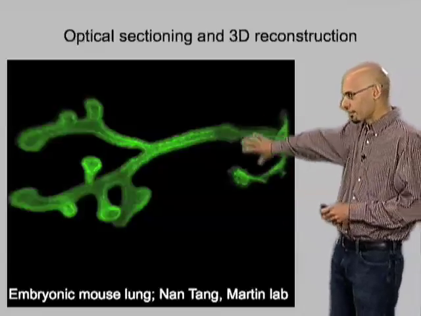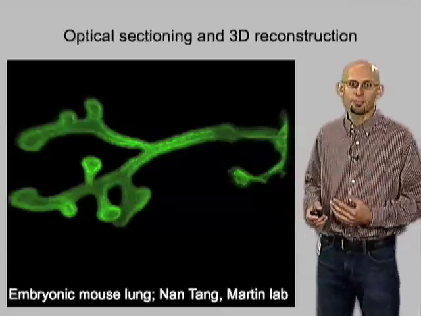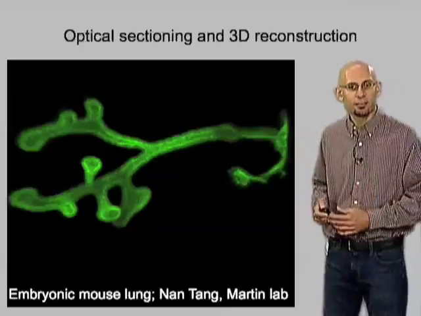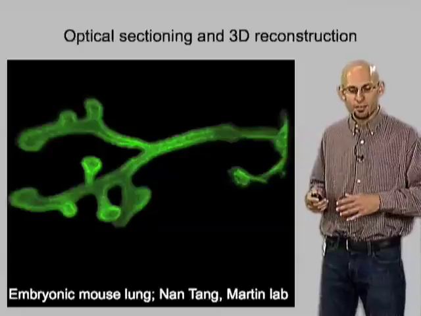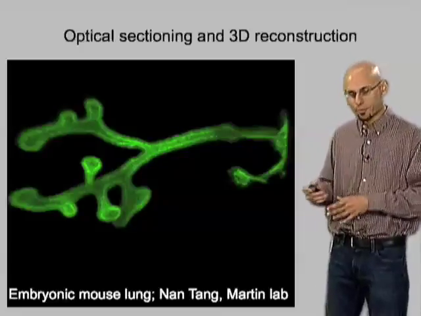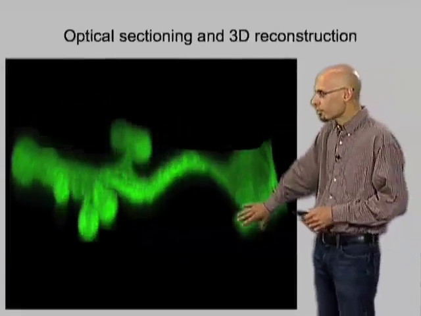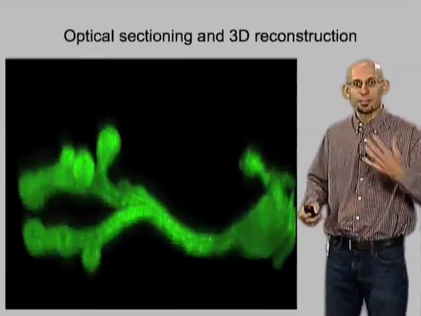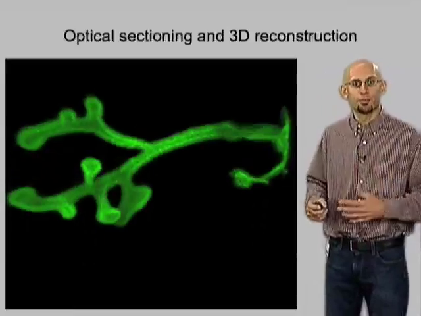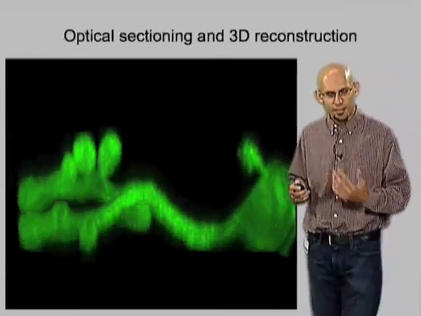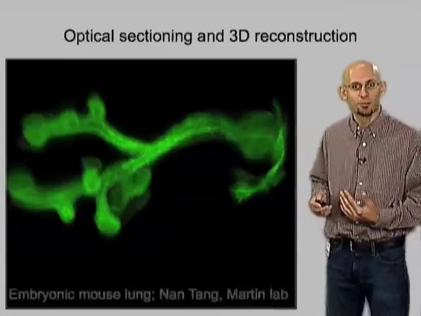And here's a particularly striking example. This is an embryonic mouse lung. It's the whole mouse lung, and it's been fixed and stained. And what we've done here is to take a series of images that record the entire three-dimensional structure of it so that we can generate a movie like this, where we're showing the 3D volume of it, and we can rotate it around in a computer and see it from different angles. So what I want to talk about today is the techniques that make this possible.